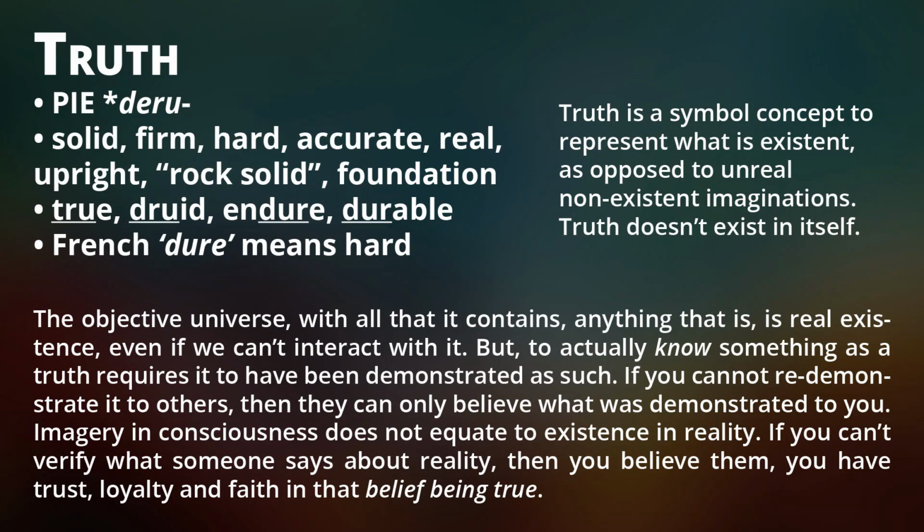Okay, so that's enough of a side tangent there. I'll continue with this infographic. So we have the bottom paragraph here. The objective universe with all that it contains, anything that is real existence, even if we can't interact with it. So as I was saying before, even if it's something that is unknown, well, yes, it still falls under the category or the concept of truth, even if we don't know about it, but we can't call it a truth until we can actually know it and verify it in reality. Then, and only then, does it become a truth. Prior to that, it may be a truth, but if you can't know it to be a truth in reality, then you can't call it a truth.